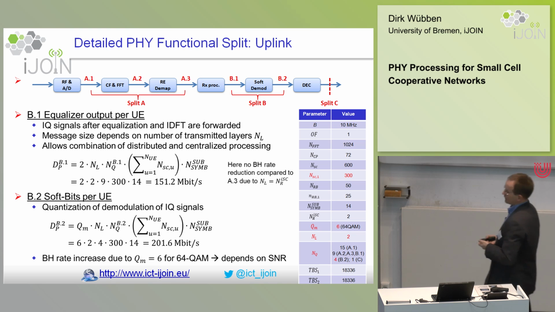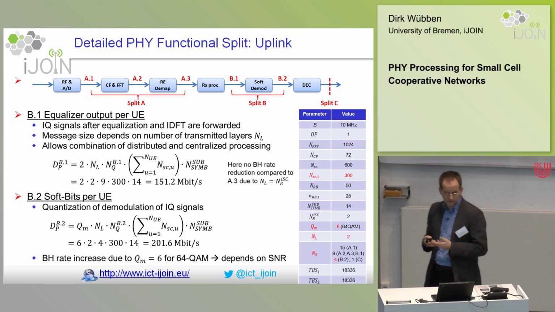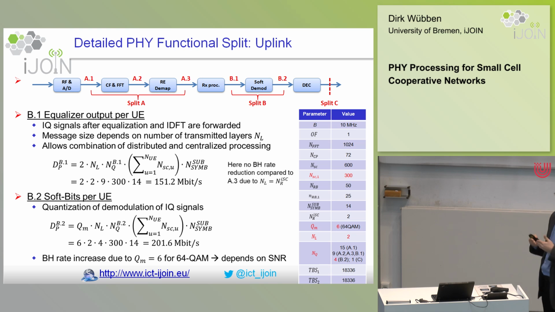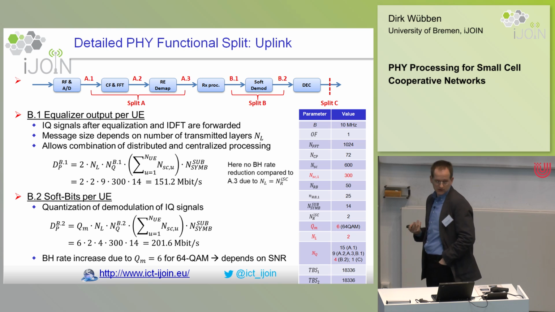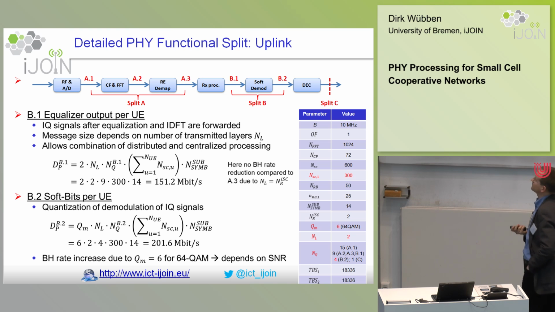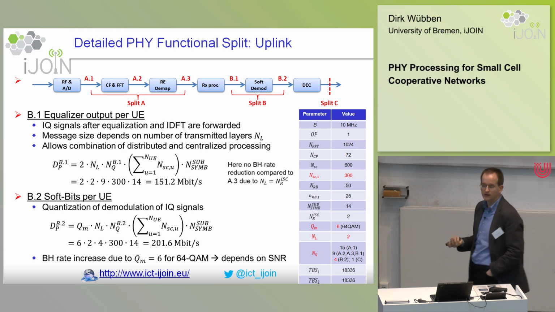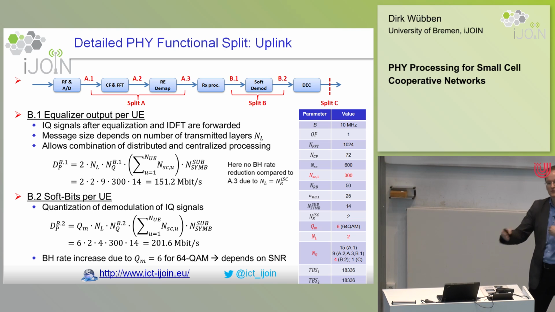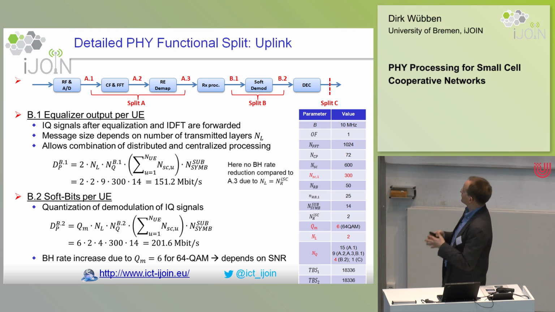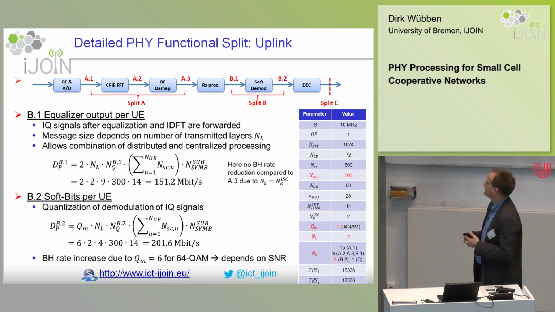For example, we perform an equalization of the users. Then we are forwarding the filter output signals after IDFT once again to the RUNNERs, which now means that the message size depends on the number of transmitted layers, and we can nevertheless still use some kind of centralized processing, for example, centralized decoding. So we may use some of the centralization gains, not all of them, but at least some of them.